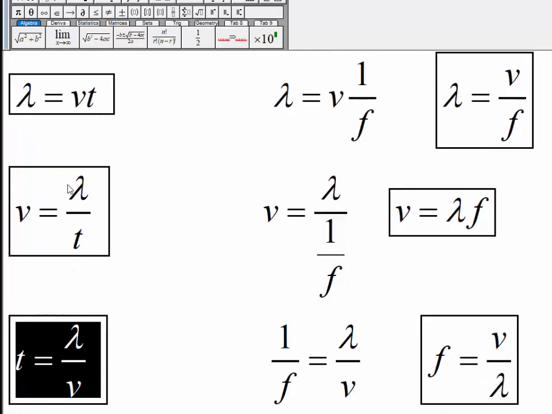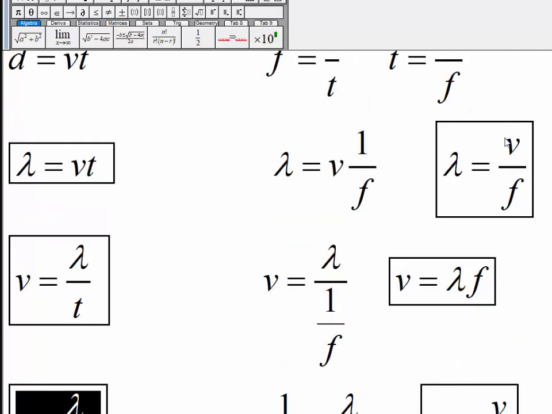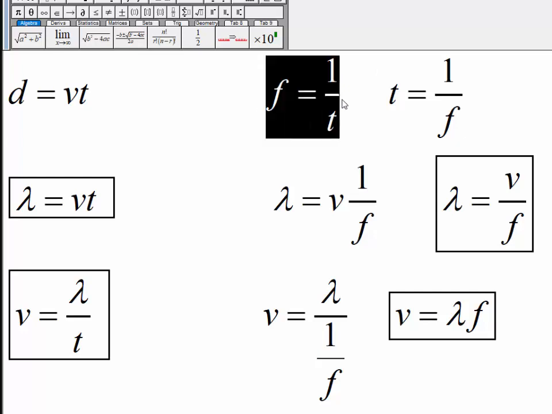Okay, and here are 1, 2, 3, 4, 5, 6 formulas that are going to get you through a lot of your next assignments. And here's 2 more.